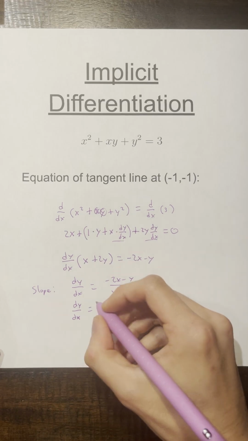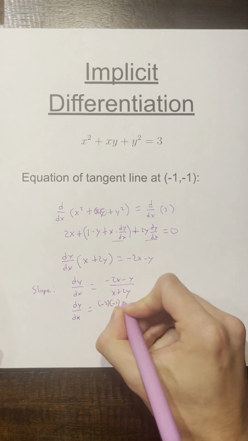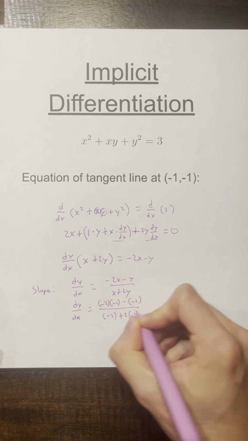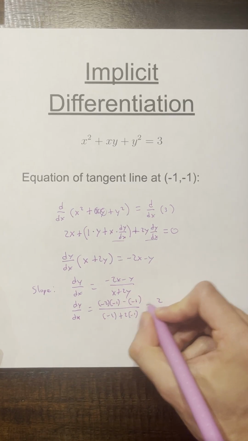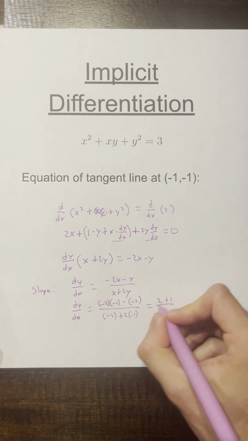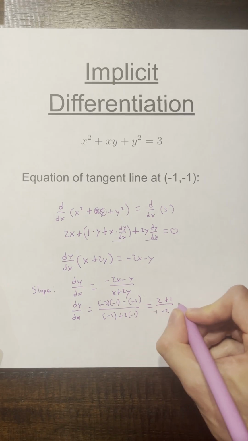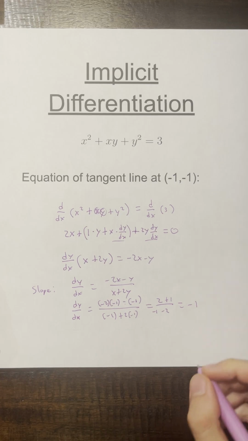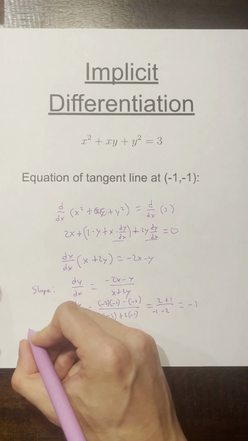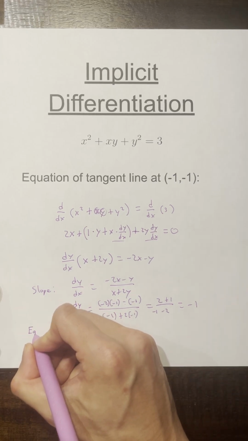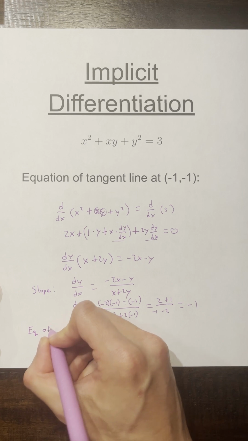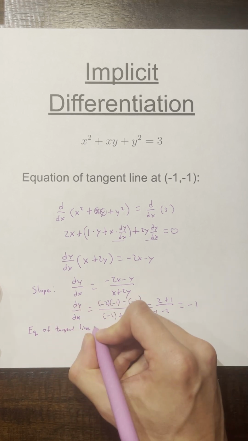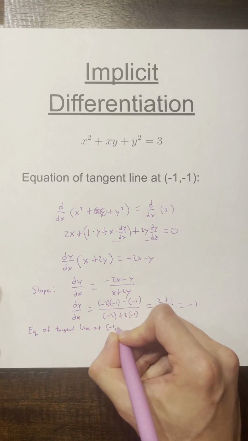Okay, what did you get? So -2 times -1 minus -1 over -1 plus 2 times -1. Okay, so that's 2 plus 1 over -1 minus 2. So 3 divided by -3 is -1. Okay, that's the slope. And I'm going to write the equation of tangent line at -1, -1.